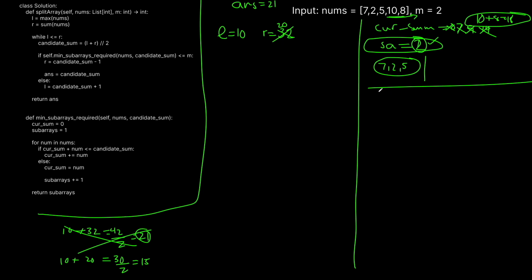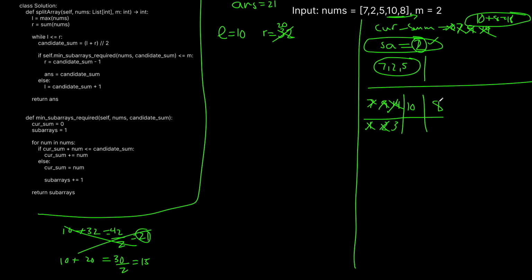The current sum is going to start with 7, and we have one subarray here. Then 7, we add 2 to it, we get 9. Then we add another 5 to it, we get 14. And then we try to add the 10. Obviously that will take us to 24. We can't do that. So we increment our count, and this is now 2. The next subarray starts at 10. We try to add the 8 to it, but that would give us 18. That's not allowed, so we have to make another subarray with this 10. Our count is now 3.